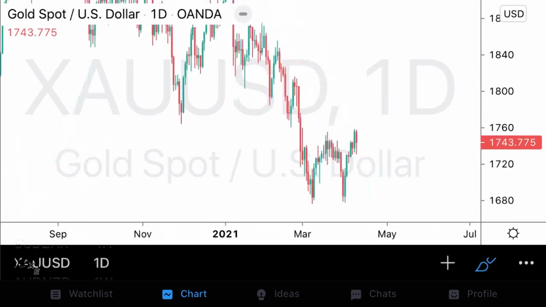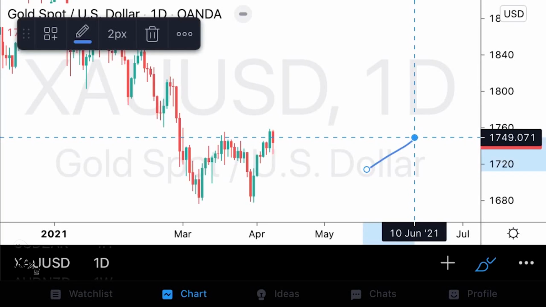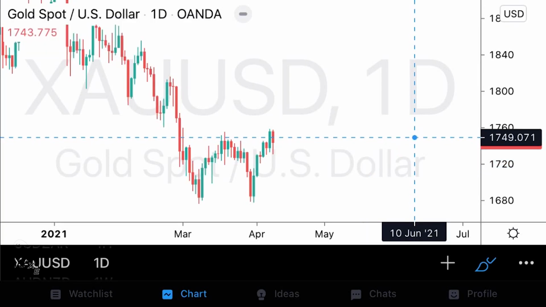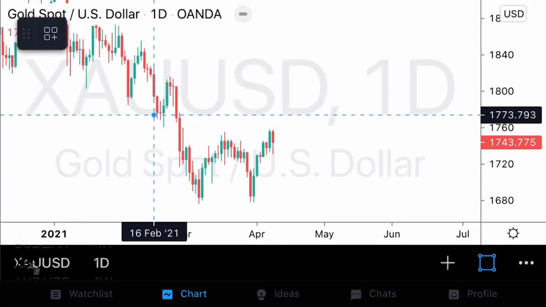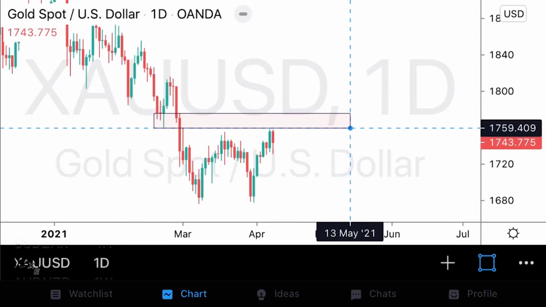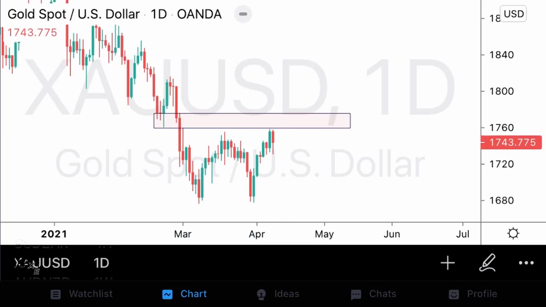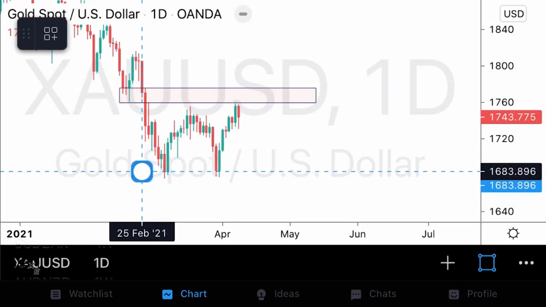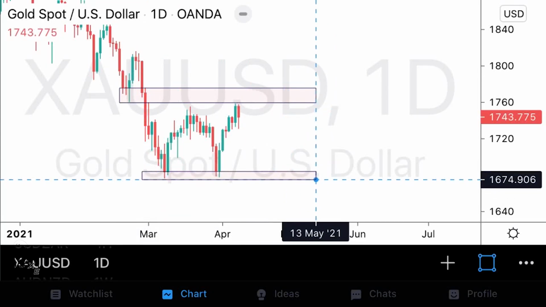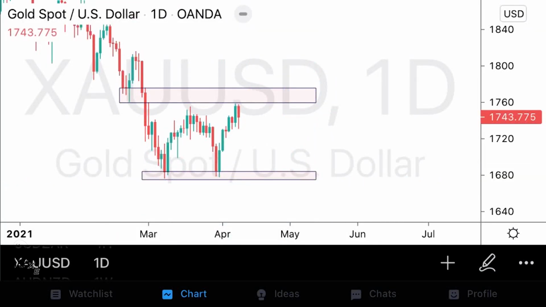So gold, I still basically want to take into account the same kind of structure that I've been looking at for a while, which is this resistance over here, previous support that now can function as resistance that we are approaching, and then as well as this previous support structure that we have tested and showed a reaction from. So that's that from a daily.